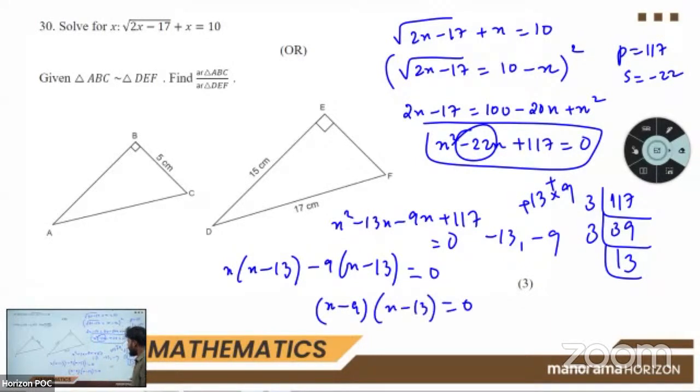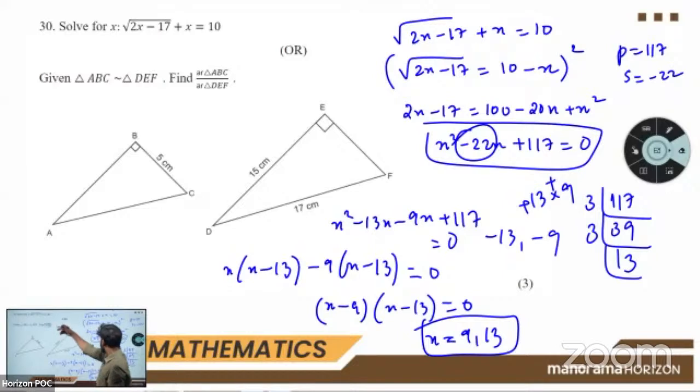So when I put that, I get x minus 9 into x minus 13 equal to 0, or x is equal to what? 9 and 13. So what are the two values of x that I'm getting here? I'm getting that as 9 and 13. Clear? Now, look here. I cannot complete the answer just like this. I have to look at the question also. You have two values of x, 9 and 13.